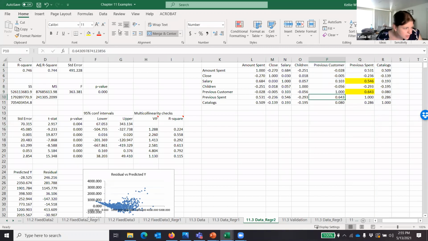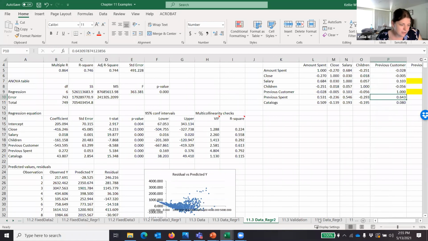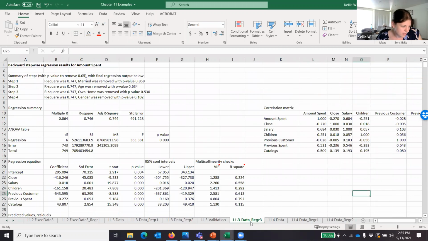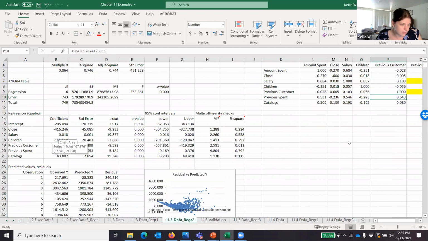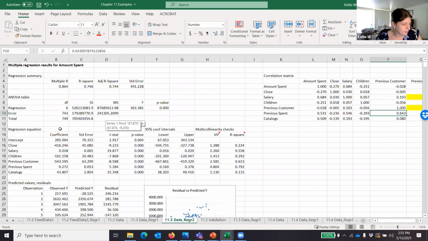What else? Oh, that's just the same. Okay, so that might be a good next one. But they actually don't. They're happy with this. In my opinion, I would drop that. But they were happy with all the p-values being significant at this point, I guess.